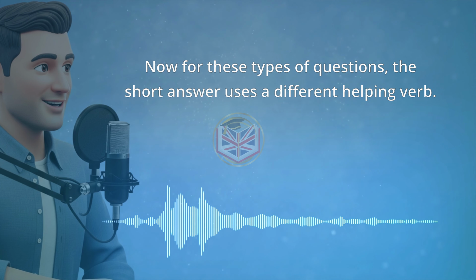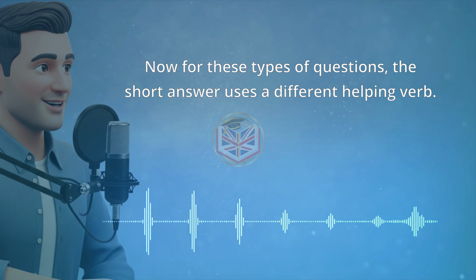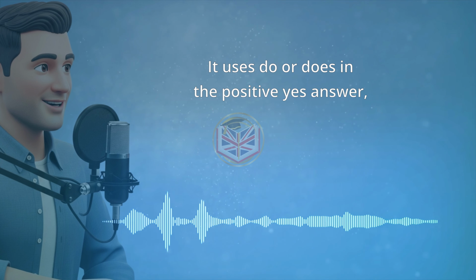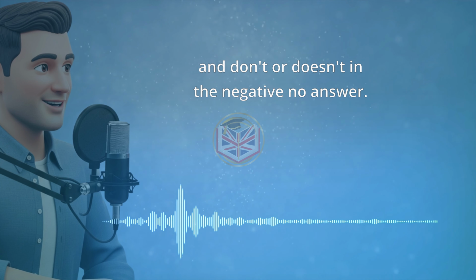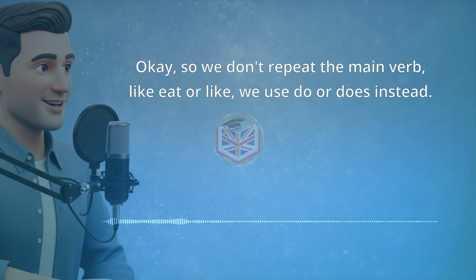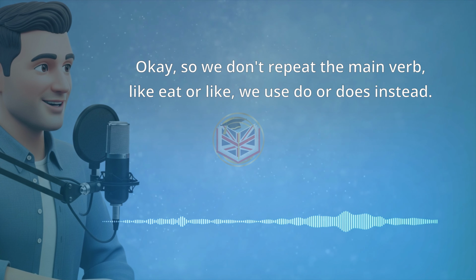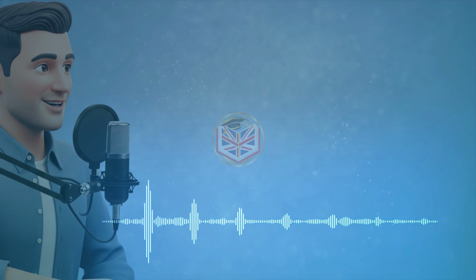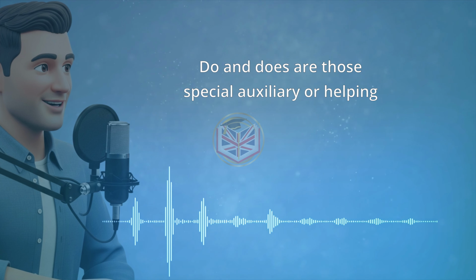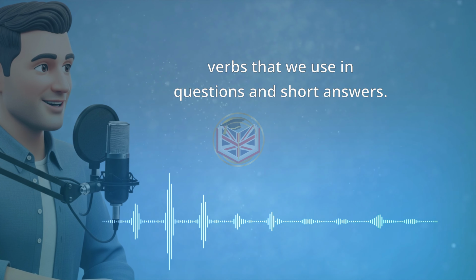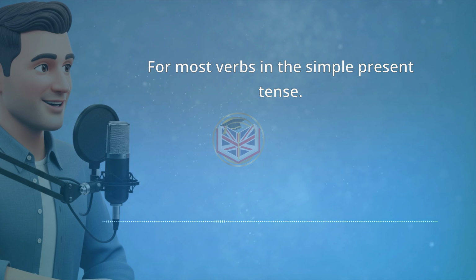Exactly. Now, for these types of questions, the short answer uses a different helping verb. It uses do or does in the positive yes answer and don't or doesn't in the negative no answer. Okay, so we don't repeat the main verb like eat or like. We use do or does instead. Precisely. Do and does are those special auxiliary or helping verbs that we use in questions and short answers for most verbs in the simple present tense.